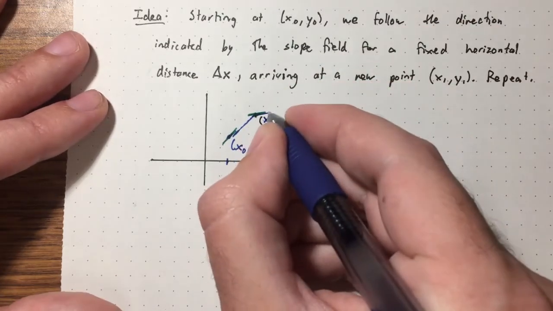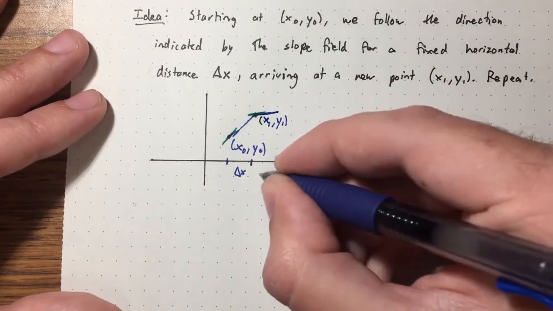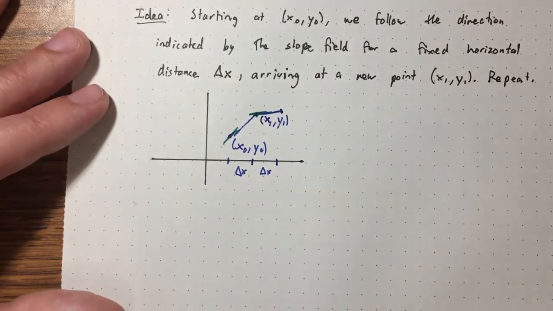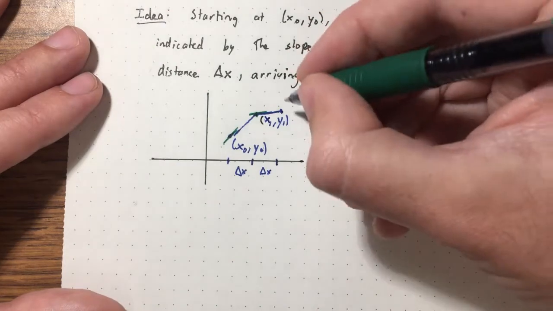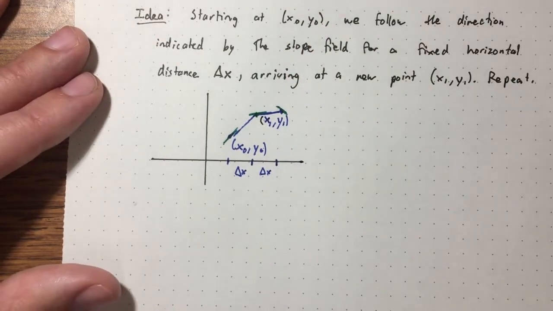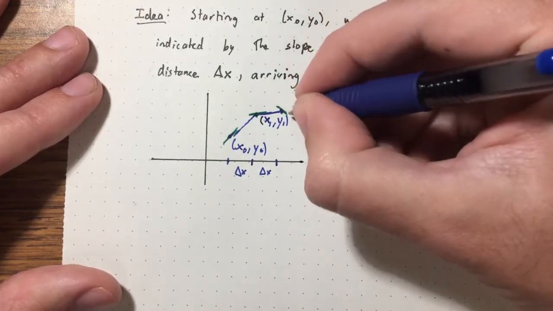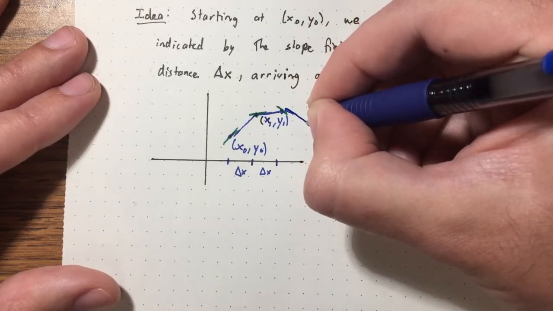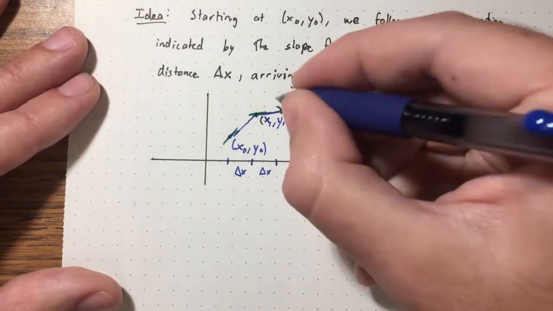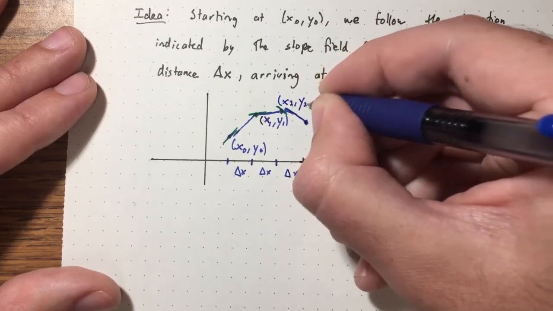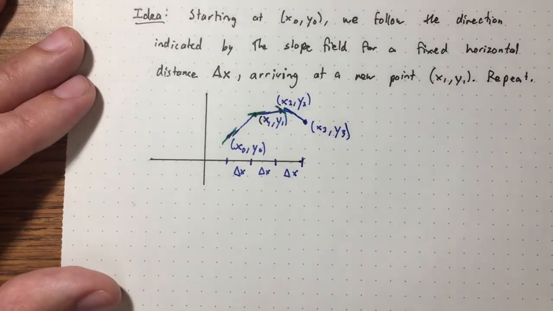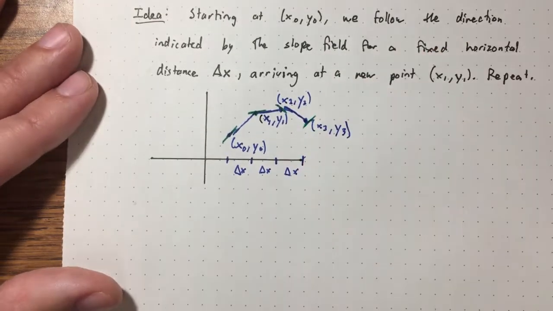And then we're going to move in that direction again for this fixed horizontal distance delta x. And in practice, delta x is very, very small. So we basically get something that looks like a curve, even though it looks like we have a bunch of line segments here. Okay, and then maybe it's telling us to go this way, and we keep going, and you kind of get the idea. Okay, so again, this is my delta x. So this is x2 comma y2, x3 comma y3. Maybe it's telling us to go this way now, but yeah, you get the idea.